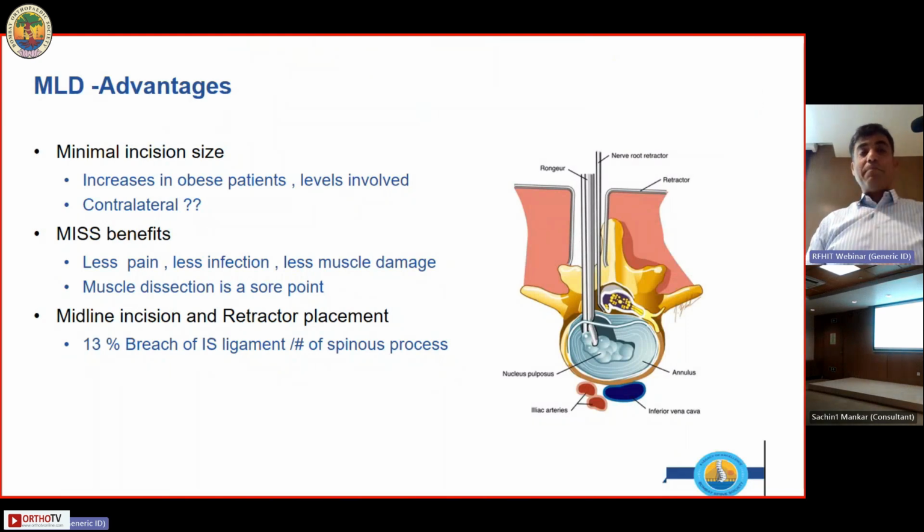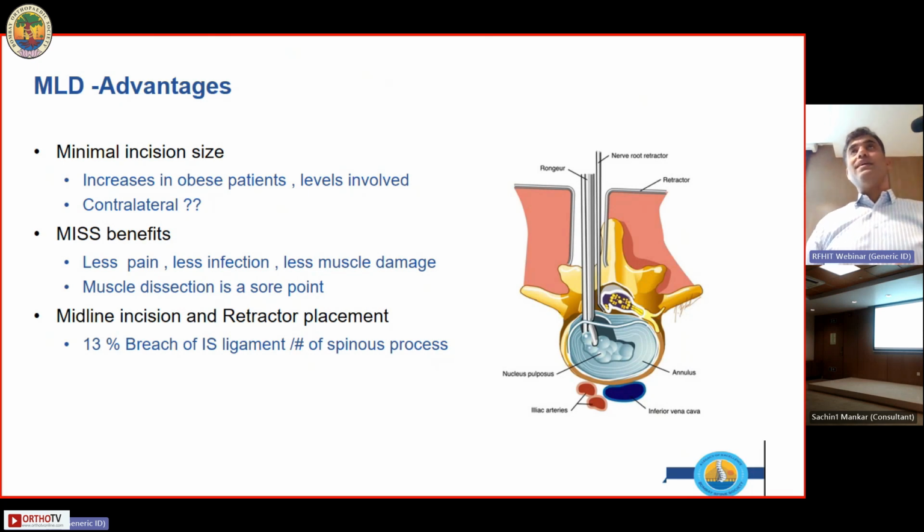Now, the advantages are plenty. It gives you a very small incision, and all the advantages of minimally invasive spine surgery can be achieved by this microdiscectomy procedure, which has stood the test of time for more than 3 decades. And even today, at times, I would just do it. In fact, if my tubular set is not ready, I have absolutely no regrets in doing this procedure out there.